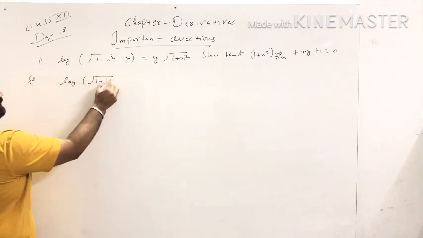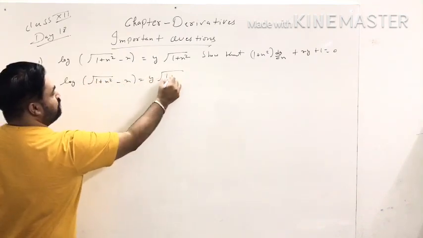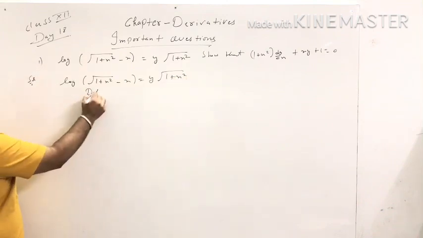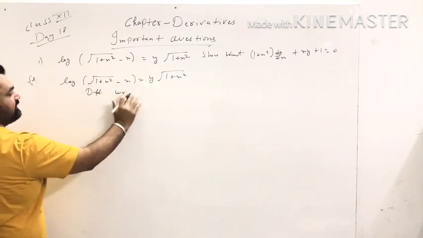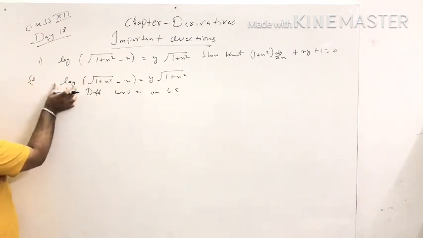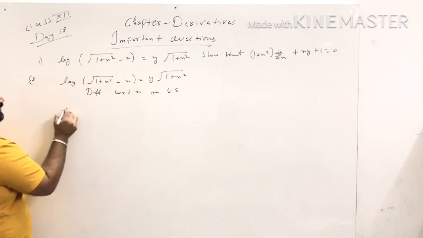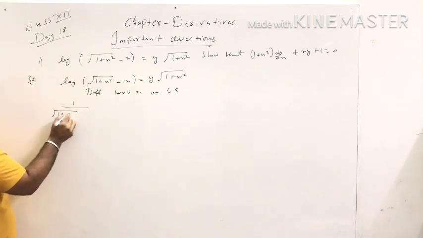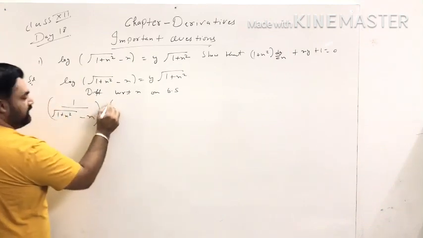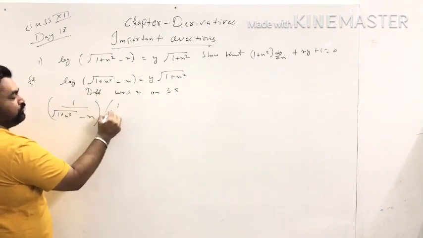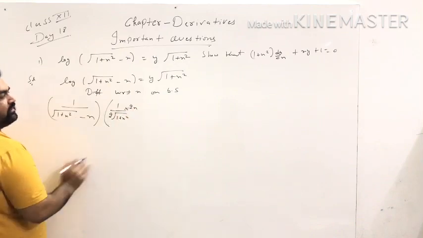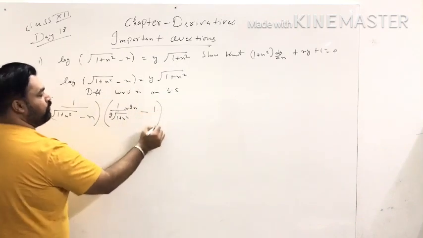log root 1 plus x square minus x equals y root 1 plus x square. Now differentiate with respect to x on both sides. What is the derivative of log theta? The derivative of log theta is 1 upon theta, then the derivative of theta. The derivative of root 1 plus x square is 1 upon 2 root 1 plus x square into 2x, minus the derivative of x, which is 1.